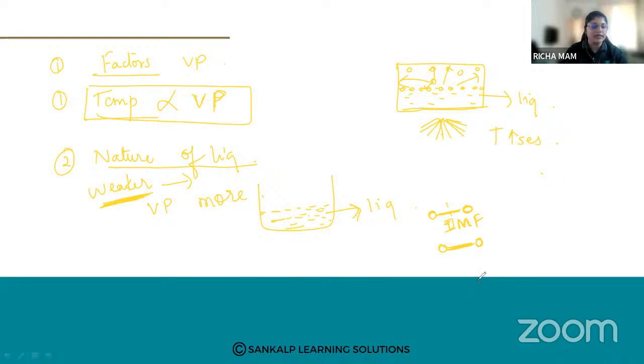The example of this we will discuss in the next class. There are two more factors, and I'll repeat the factors in the next class. So there are four factors: temperature, nature of liquid, then boiling point and purity of liquid. This we will take in the next class.